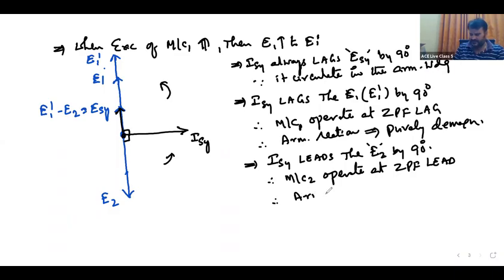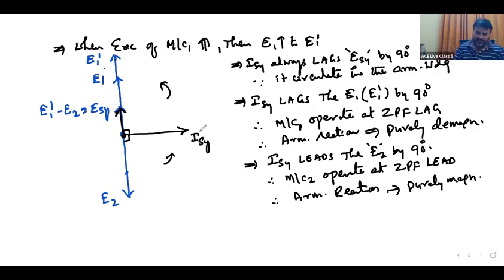Armature reaction in a machine is purely magnetization, due to the synchronizing current. Load current is not there, only the current is circulating. That is the synchronizing current, and the synchronizing current is also armature current. It magnetizes and demagnetizes: it is demagnetizing the first machine and magnetizing the second machine.